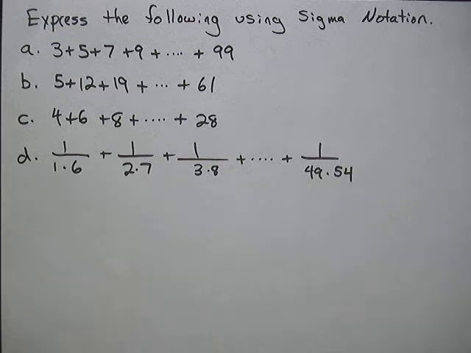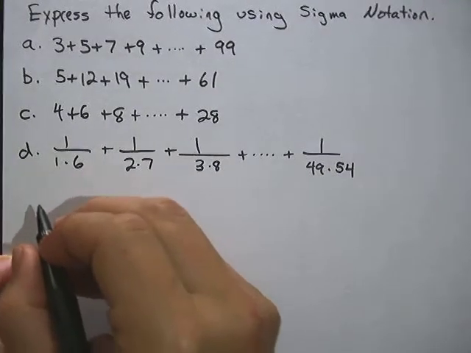Express the following using sigma notation. So our first problem, we have 3 plus 5 plus 7 plus 9 plus dot dot dot plus 99. Okay, so the first thing that you should recognize is that this is an arithmetic sequence.